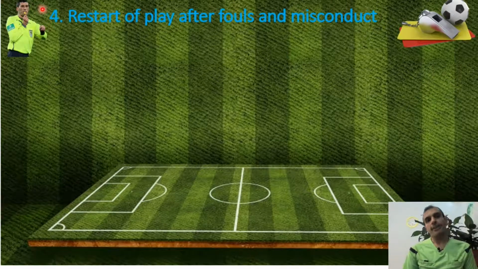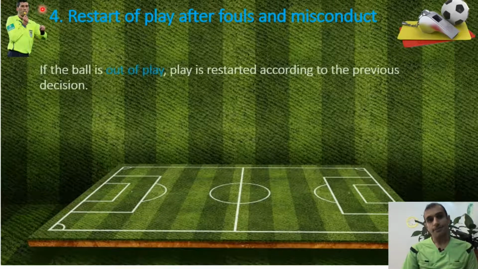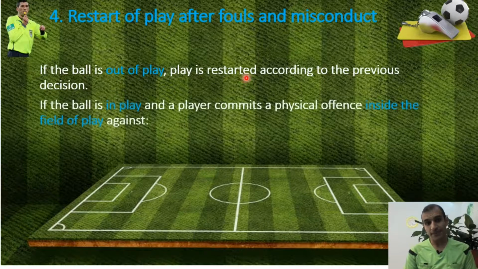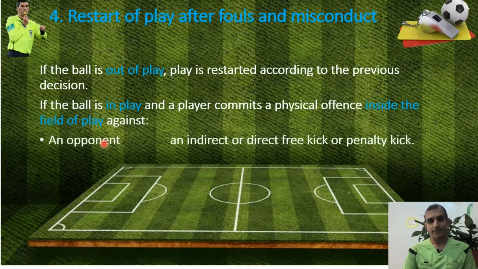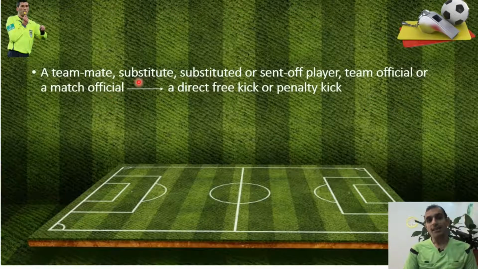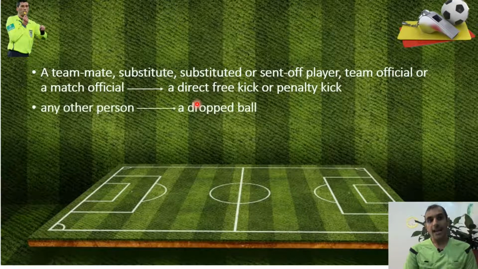And now number 4, restart of play after fouls and misconduct. If the ball is out of play, please note, if the ball is out of play, play is restarted according to the previous decision. But if the ball is in play and a player commits a physical offense inside the field of play against an opponent, in this case an indirect or direct free kick or penalty kick, a teammate, substitute, substituted or sent off player, team official or match official, in this case a direct free kick or penalty kick, and any other person a dropped ball.